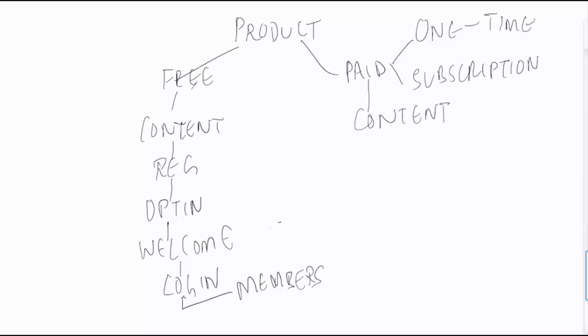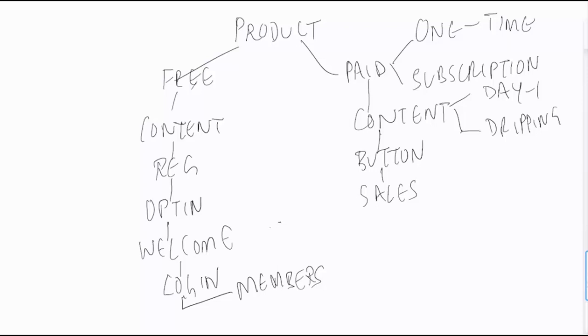You can set the content to be available on day one, or you can drip out the content. And then you can generate the payment button, publish that on your sales page. When users sign up, they're going to receive a welcome email. Then they can log in and you can send them to the members area when they log in, where they can access the content that's part of the paid product.